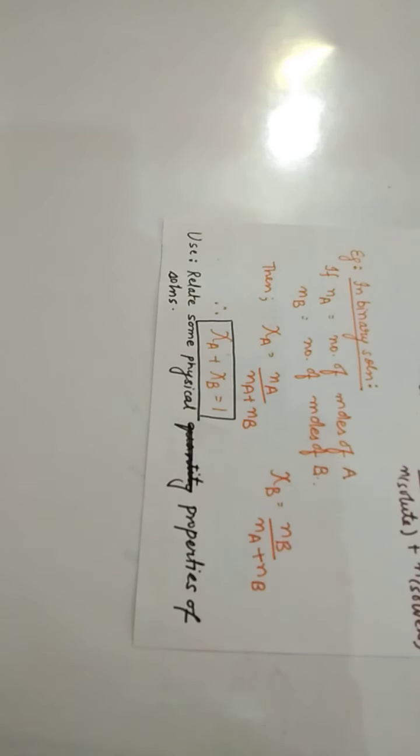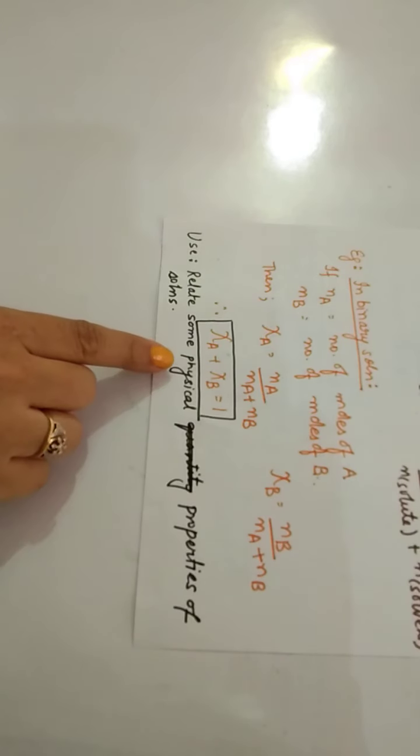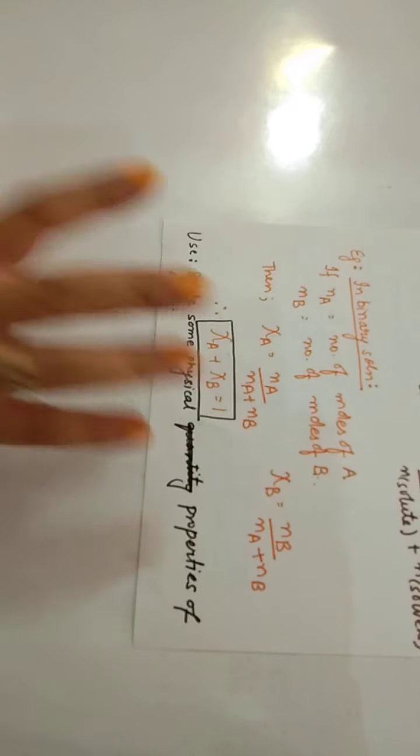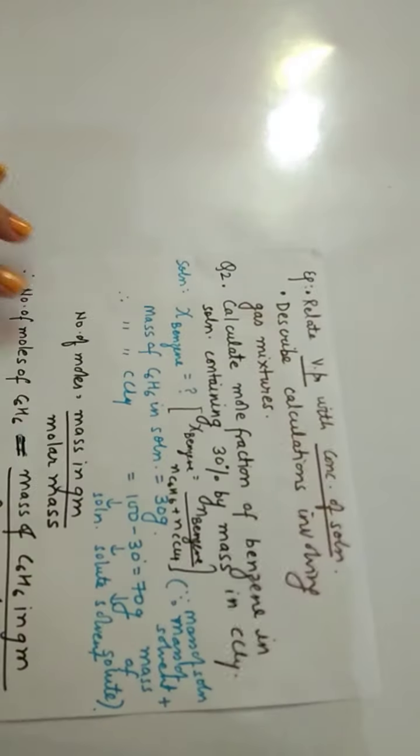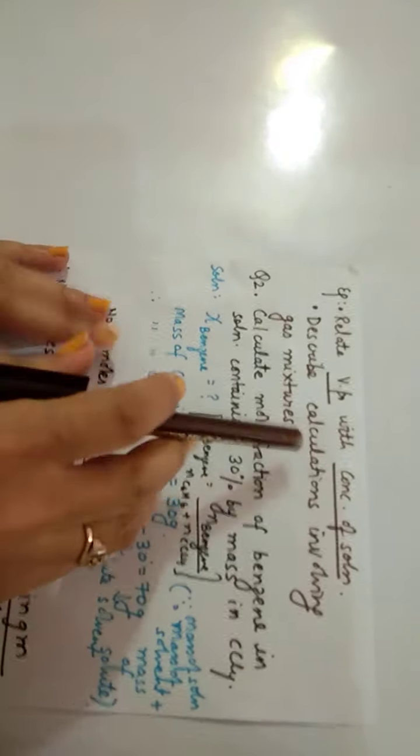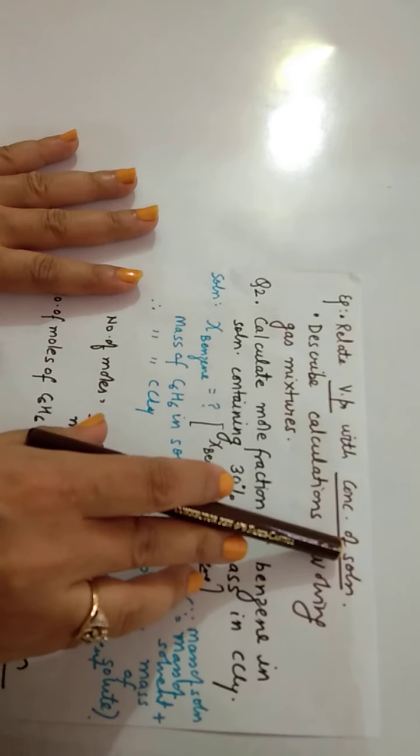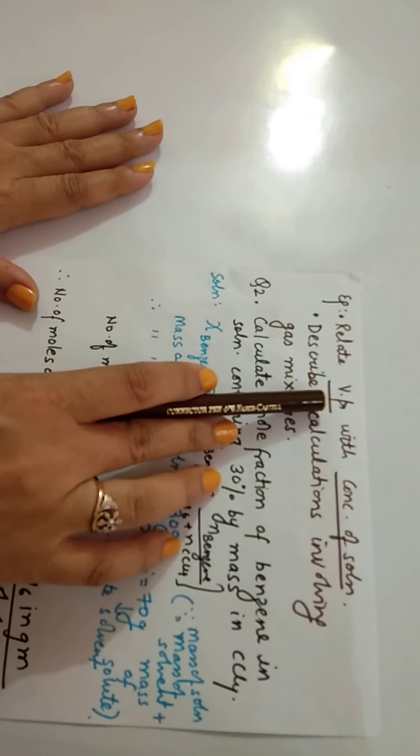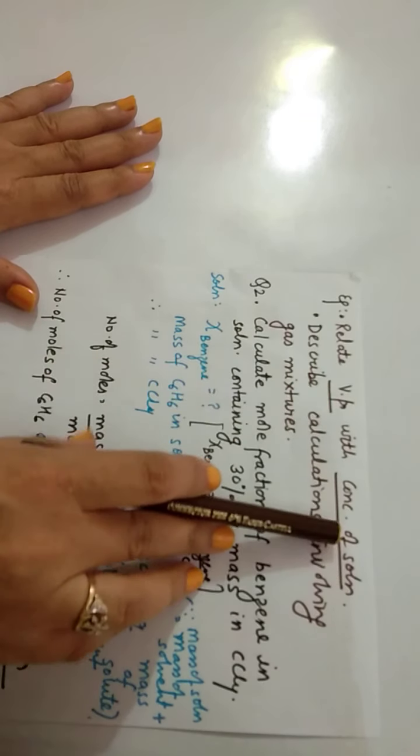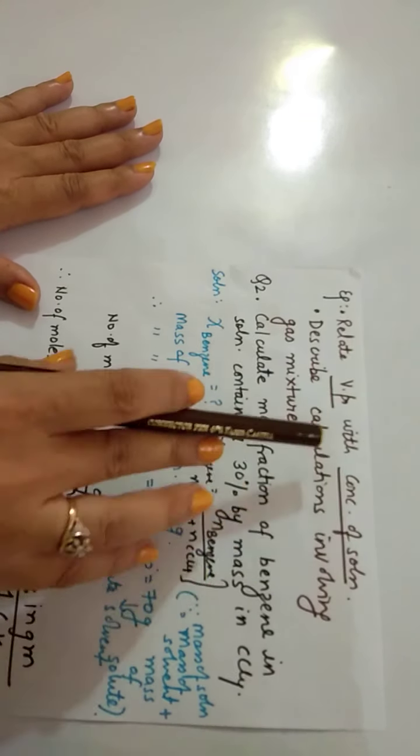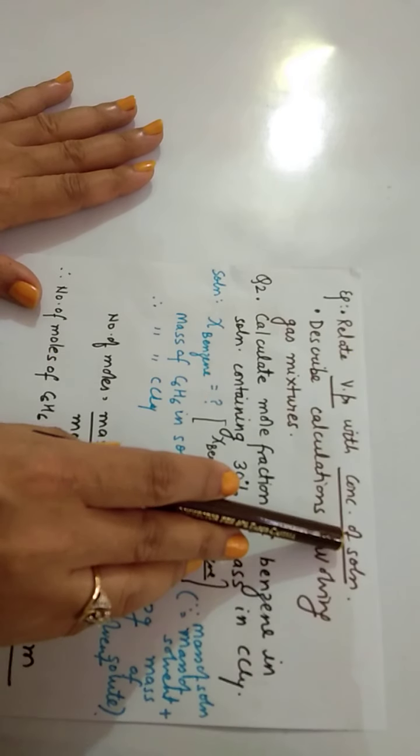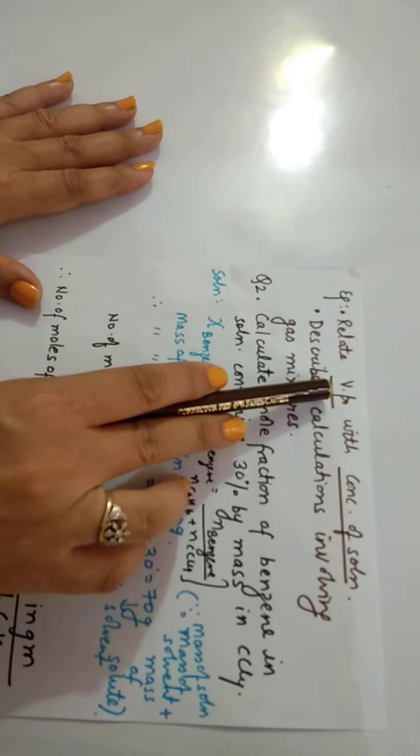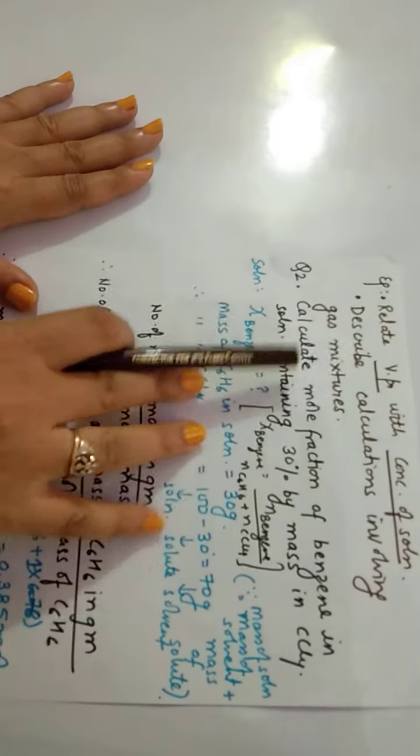Now, where is this used? Mole fraction, where is this used? This is used to relate some physical properties of the solution. For example, you can relate vapor pressure with the concentration of the solution. With the help of mole fraction, you can relate vapor pressure with concentration of solution. Concentration of solution you know, and vapor pressure is the pressure exerted by vapor.